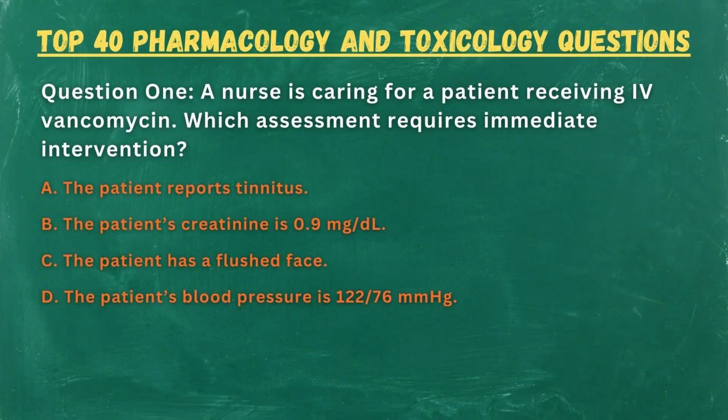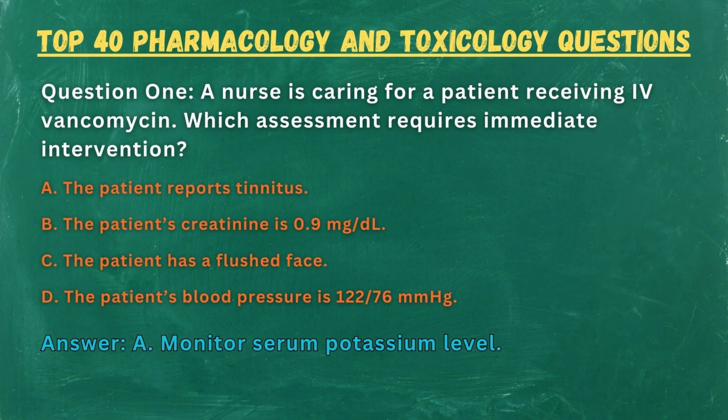Question 1. A nurse is caring for a patient receiving vancomycin. Which assessment requires immediate intervention? A. The patient reports tinnitus. B. The patient's creatinine is 0.9 milligrams per deciliter. C. The patient has a flushed face. D. The patient's blood pressure is 122/76 mmHg. Answer. C. The patient has a flushed face.